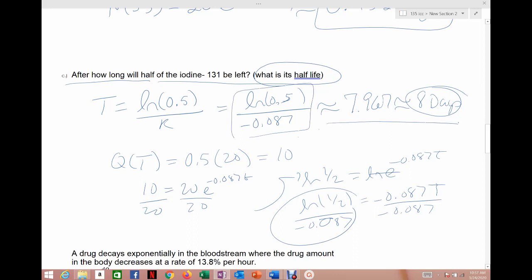So it's up to you. You can either memorize this, or if you forget it, you can always revert back to this.